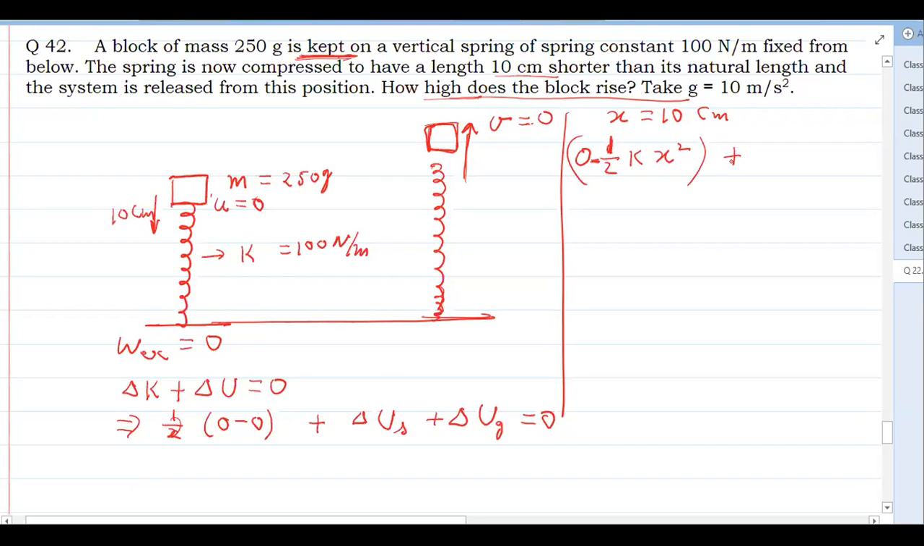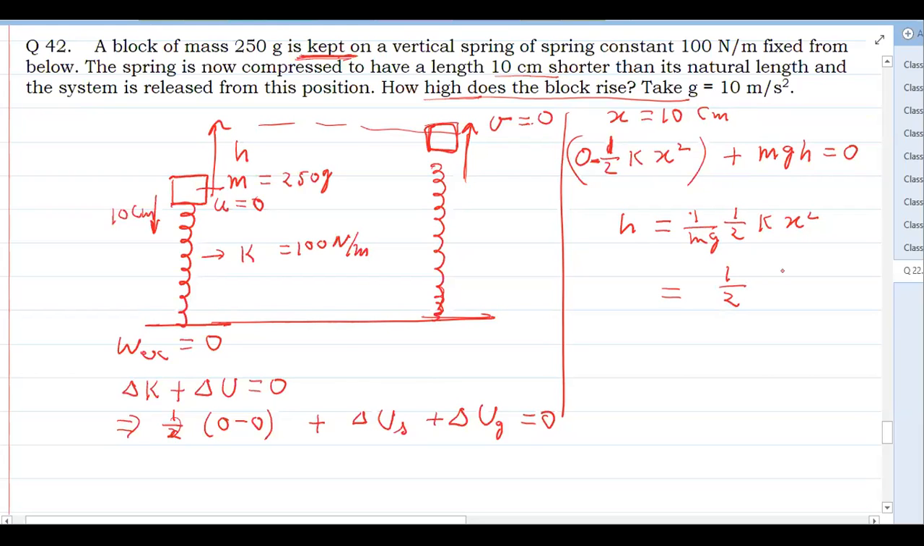And what about gravitational potential energy? If it rises to height h, we can write mgh. So half K X square minus mgh equal to 0. Okay, so h will be equal to half K X square divided by mg.